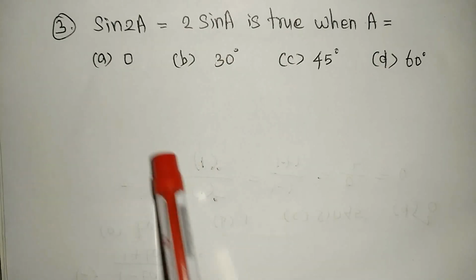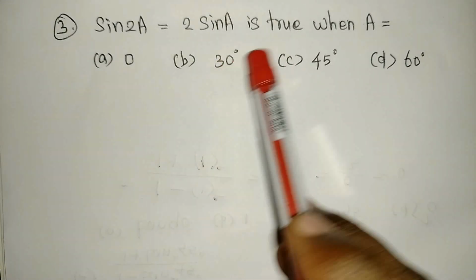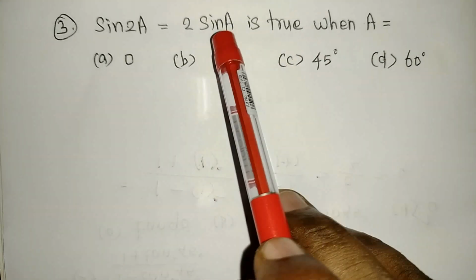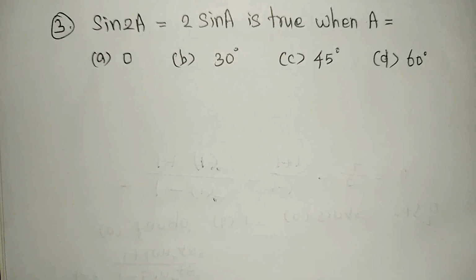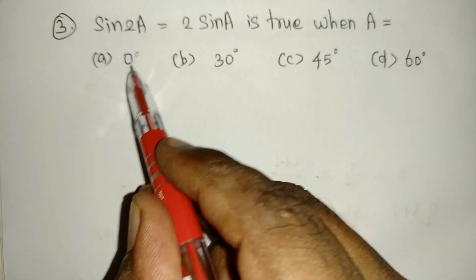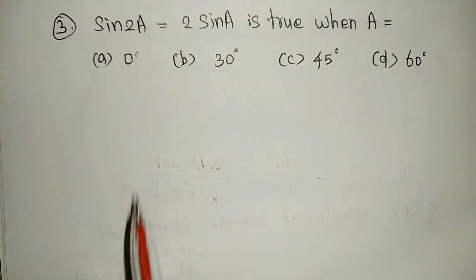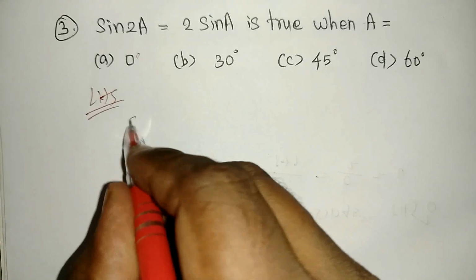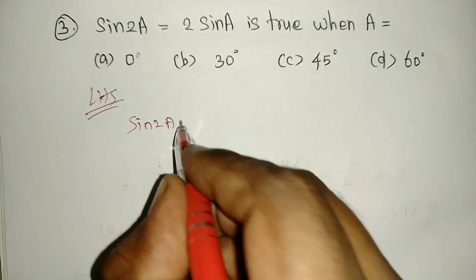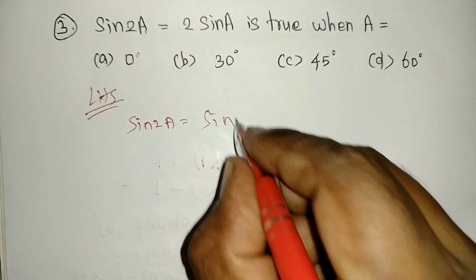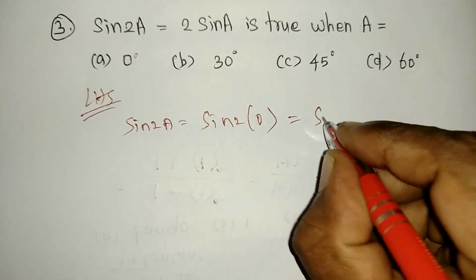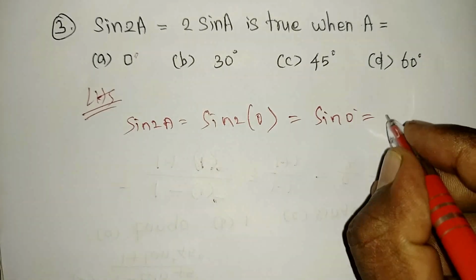Now we'll go for question number 3: sin 2A equal to 2 sin A is true when A equals what angle? For what angle of A will the left hand side and right hand side be equal? We'll check option A first, then option B, option C, everything. First we'll go for option A. First I'm taking the left hand side. Left hand side we have sin 2A, means sin of 2 into 0 degree. So 0 degree into 2, again you will get 0 degree. Sin 0 equals 0.